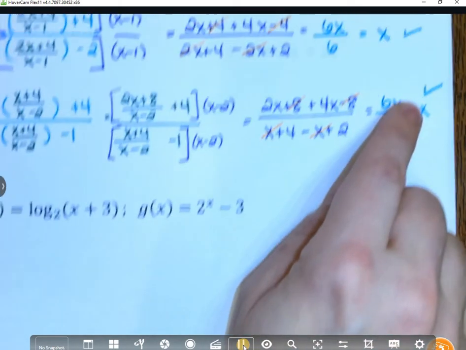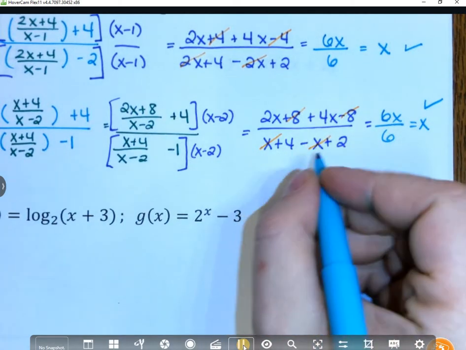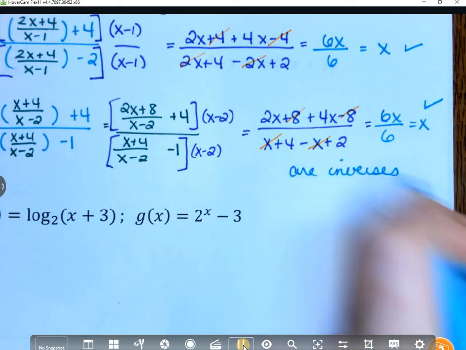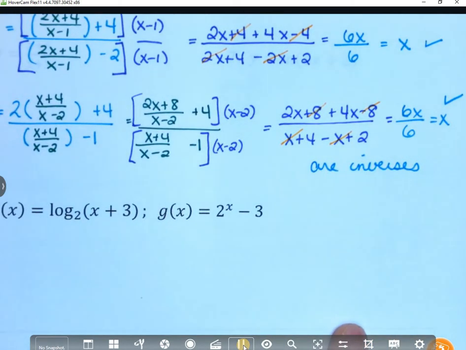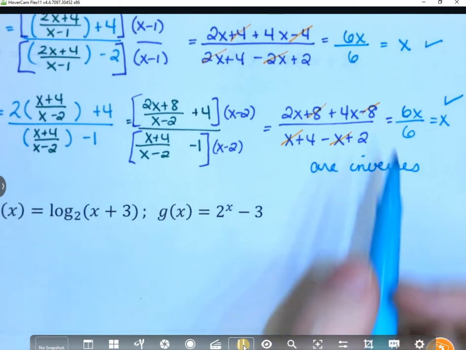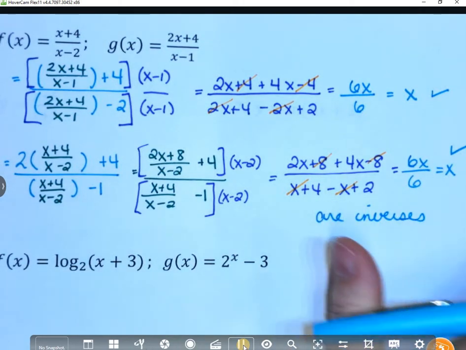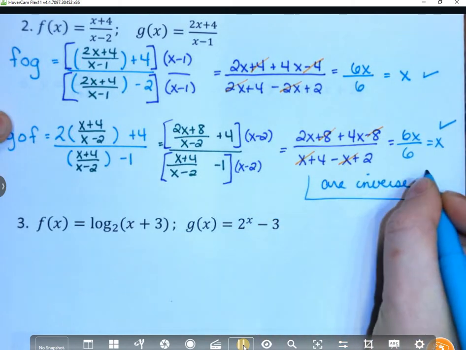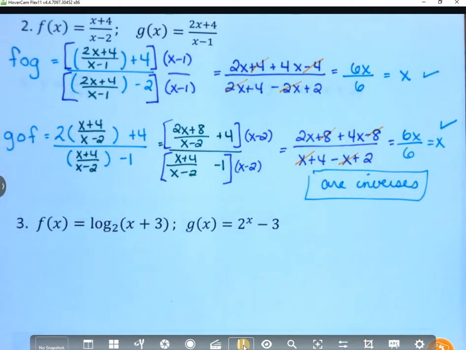And by the way, when we had this, these are inverses. Yes, ma'am. Yep, you just write they are inverses. Thank you. Sorry about that. For number 2, they were inverses. So you just literally write down they are inverses. Because the question was a yes or no question. Determine if they are. They are.